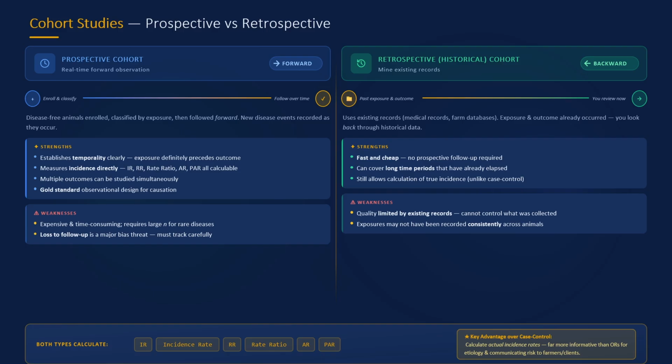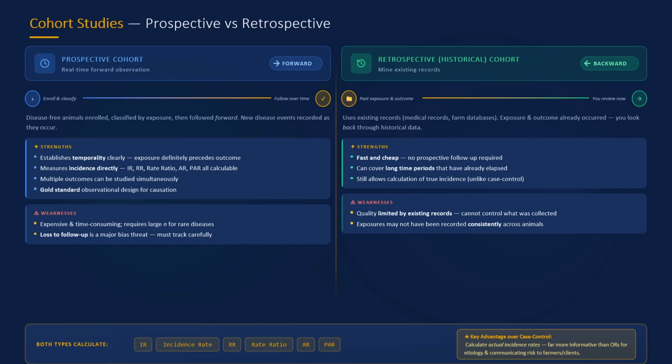Retrospective or historical: the exposure and outcome have already happened, and you mine existing records, medical records, farm databases, looking back. Prospective strengths: temporality is unambiguous. Exposure definitely precedes the outcome. You measure incidence directly, so incidence rate, risk ratio, rate ratio, attributable risk, and PAR are all on the table.